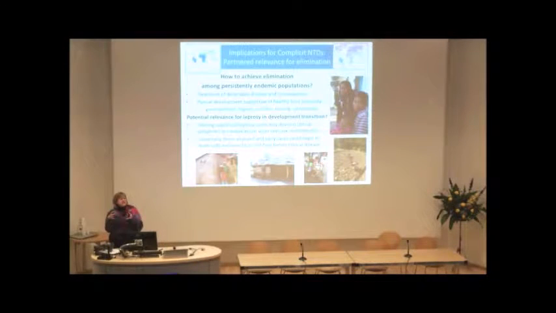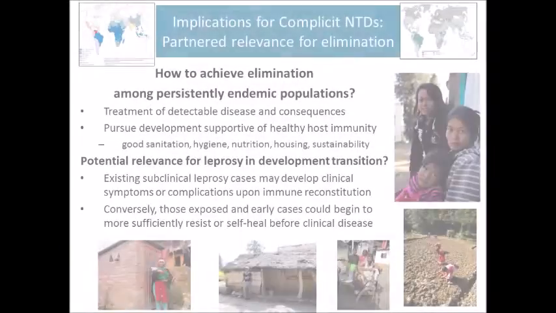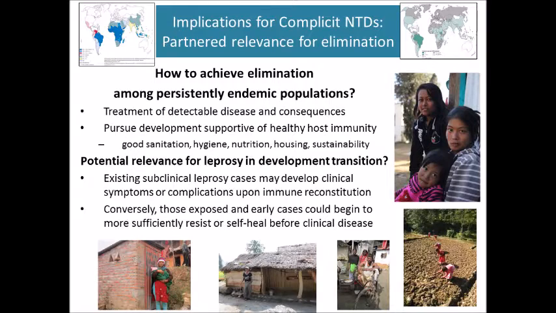So what are the implications for these complicit NTDs? And there may be partnered relevance for eliminating them. How do we achieve elimination amongst persistently endemic populations? Because there's populations affected by leprosy that they have been giving antibiotics, and the disease does not disappear. Treatment of detectable disease and consequences, good, we need that. But secondly, we need to probably pursue development supportive of healthy host immunity, good sanitation, hygiene, nutrition, housing, and sustainability. As those things come in development, what would be the potential relevance for leprosy in that transition?